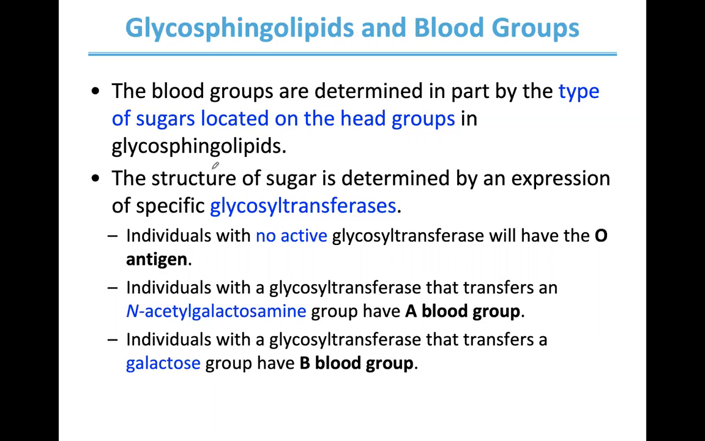And sugar content is regulated by enzymes known as glycosyl transferases, right? So these enzymes can make glycosyl bonds, or they can break glycosyl bonds, right? That's why they're called transferases. And if there is no glycosyl transferase to add anything additional to the carbohydrate tail of the sphingolipid, then these people will have what's known as the O antigen.